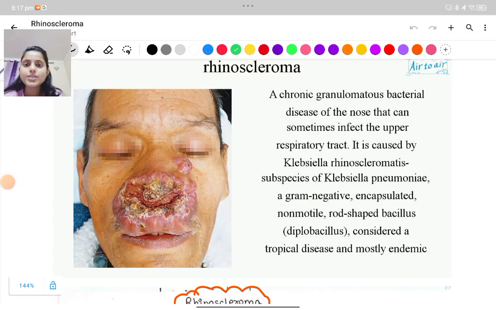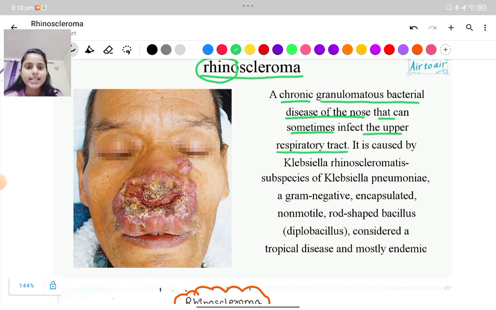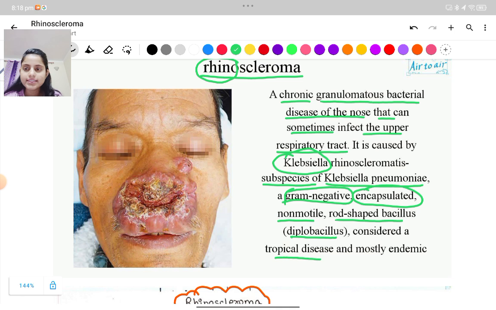Let's study rhinoscleroma. Rhinoscleroma is a chronic granulomatous bacterial disease of the nose that can sometimes infect the upper respiratory tract. It is caused by Klebsiella rhinoscleromatosis, a subspecies of Klebsiella pneumoniae, which is a gram-negative, encapsulated, non-motile, rod-shaped bacillus, a diplobacillus, considered a tropical disease and mostly endemic.